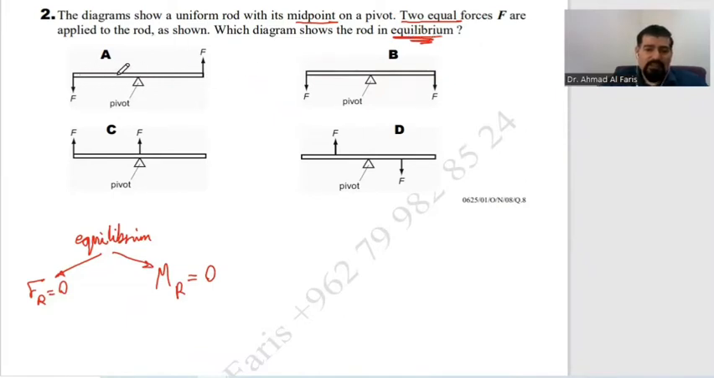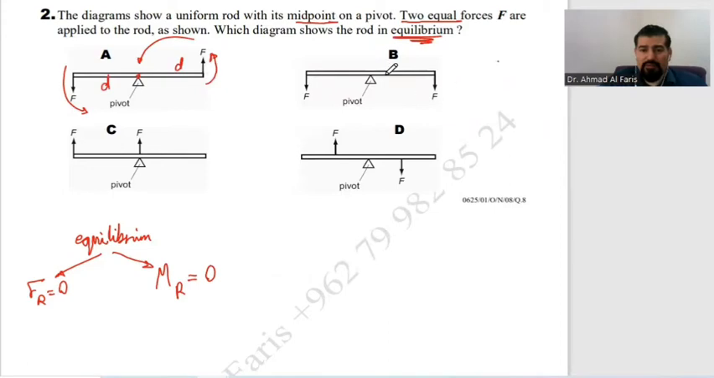So first object, we can see that both forces act at the same distance away from the pivot. This one acts upwards, so it makes rotation about the pivot in the anti-clockwise direction, and the same thing for the force on the left, which acts anti-clockwise about the pivot. So this plank will rotate.